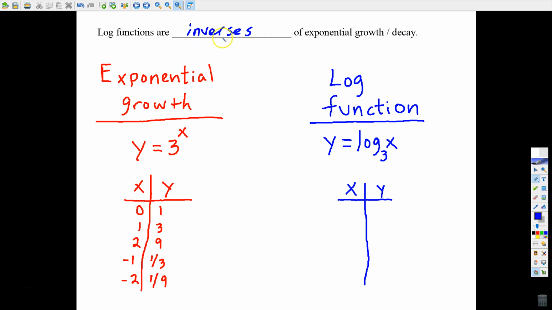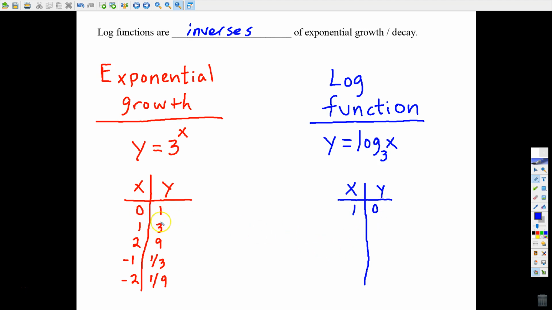And what does it mean to be an inverse? Well, let's just take an example. Here I gave you an exponential growth function, y equals 3 to some power, and I filled in the table of values using those same 5 domain numbers that we typically use. Since the log functions are inverses of these, if you want to find the table of values for the inverse, you just take this red set of ordered pairs and switch places with the x and y coordinates.